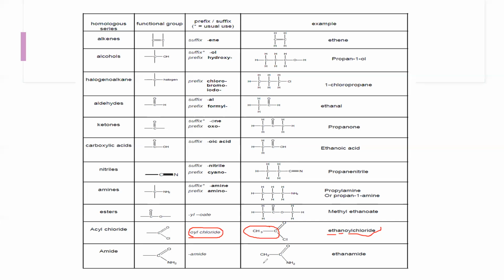And the last one, when C double bonded with O and NH2, it's called amide. So 2 carbon atoms, that's why it is eth. Single bond between them, an. And due to this whole functional group, it is called amide. So it is ethanamide. Is it clear? This is just an introduction of how you name these types of functional groups. In detail, you will have questions related to this part.